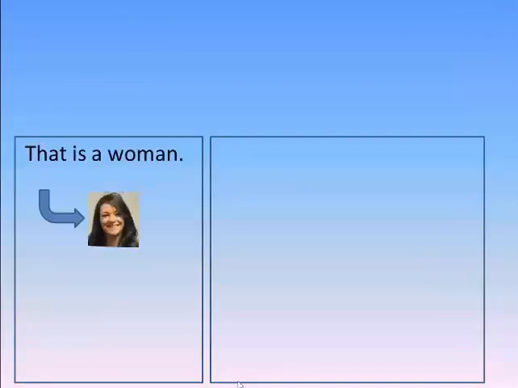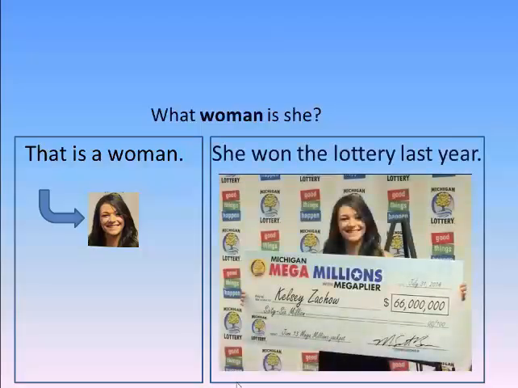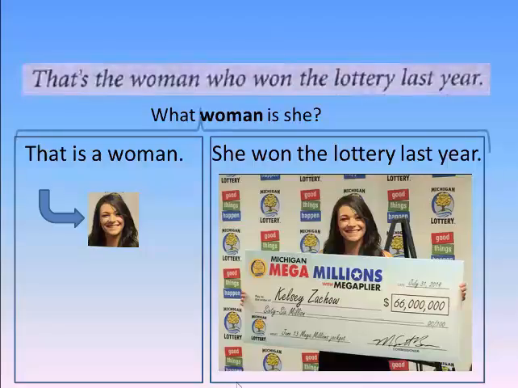That is a woman. Yes, it's pretty obvious. But what woman is she? She won the lottery last year. Oh, how can I put these 2 sentences together? I can put them together saying, that's the woman who won the lottery last year. I'm talking about a woman, so the word is who.